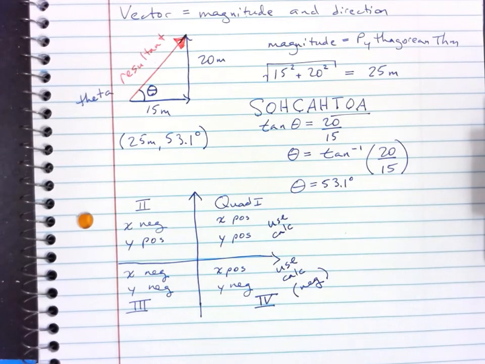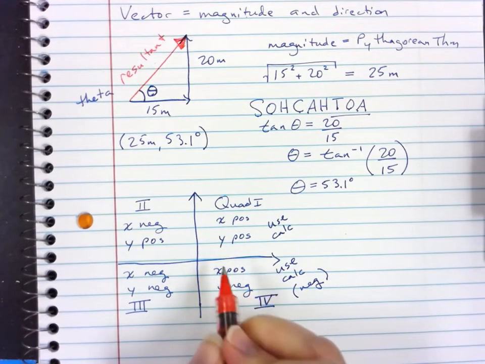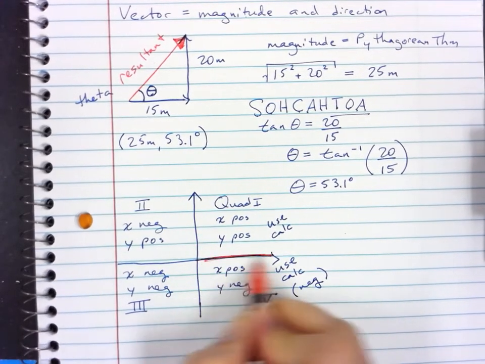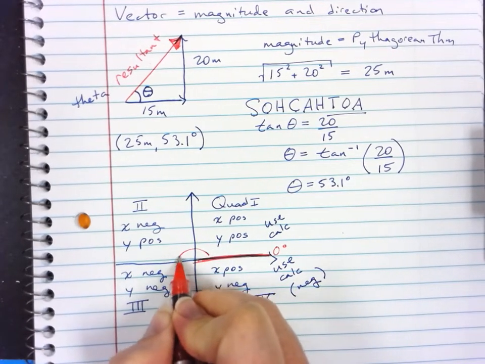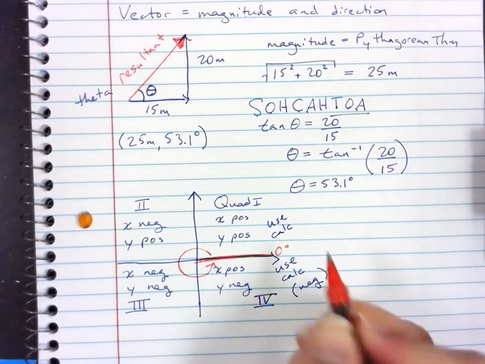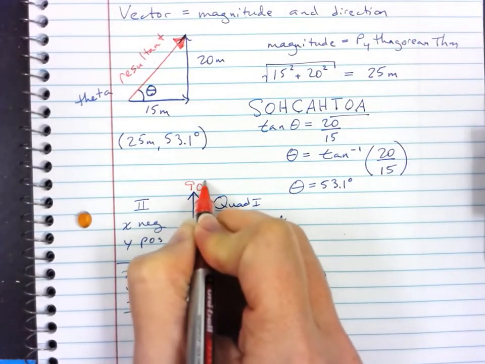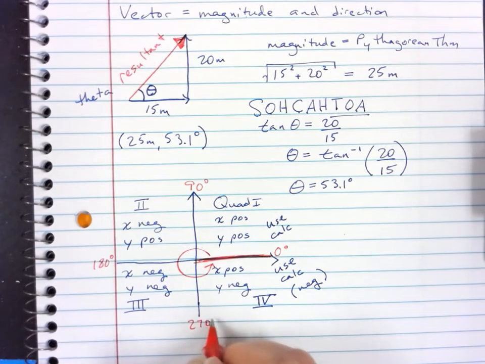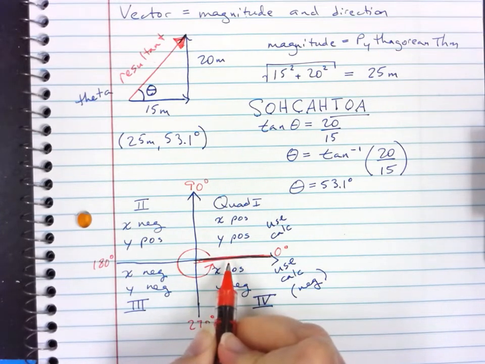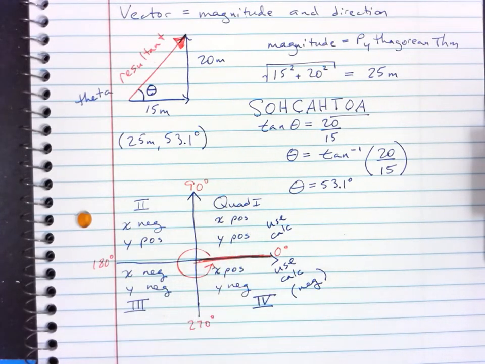The calculator defines, and pre-cal, and virtually all of math, this is 0 degrees. And the numbers increase around this way. So if this is 0, this is 90 degrees, this is 180 degrees, and this is 270 degrees. If you go the other way, they're negative. So this would be negative 90.